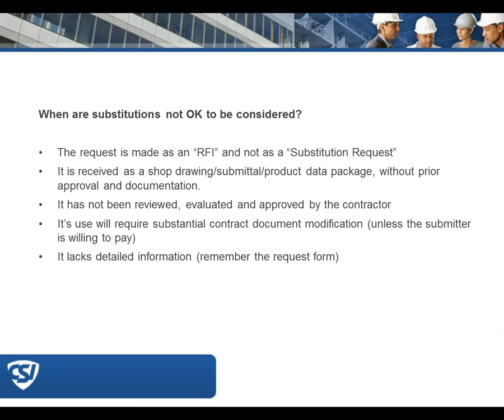Also, if its use will require substantial modification on your part, on the engineer's part, as Kevin said, on the evaluation of LEED certification, life cycle costing of the building down the road, unless you have a contract that says you'll be reimbursed for that. There's nothing that requires you to do that for free. And also, if there's detailed information that's lacking, the ones that I've seen with NA written on them, send them right back. Remember that request form and don't take those. Just turn them right around.